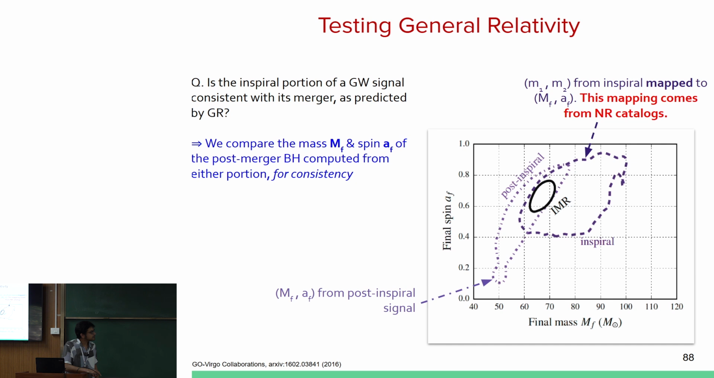Okay, let me skip that. And yeah, NR is used to test GR by looking for consistency between the post-inspiral and the inspiral. The way it is done is you figure out the final black hole's properties using only the inspiral or only the post-inspiral. And how do you deduce the post-merger black hole properties from the inspiral part? You deduce the individual pre-merger black holes' properties, and then you use a map to map those 8 numbers, being the two masses and 3 spin components for each of them, to the post-merger black hole. And that mapping comes from numerical relativity catalogs.